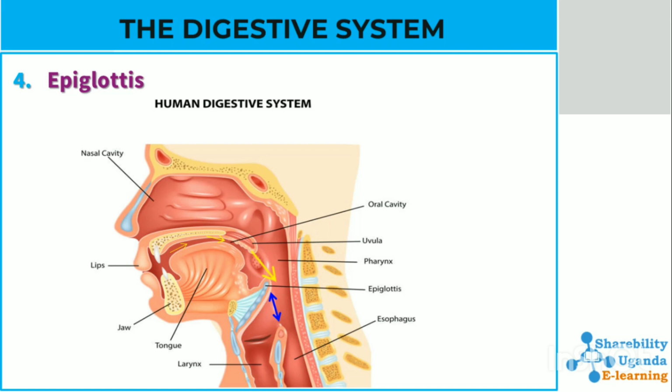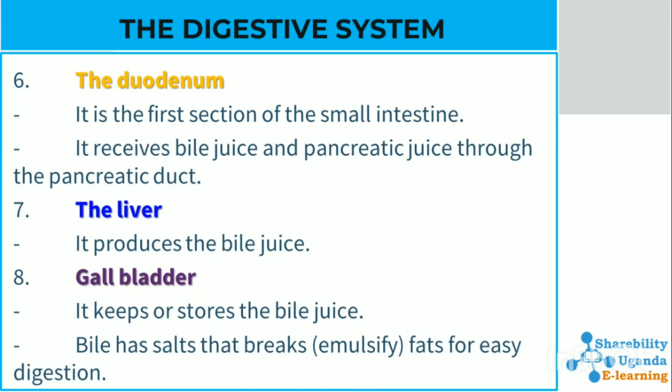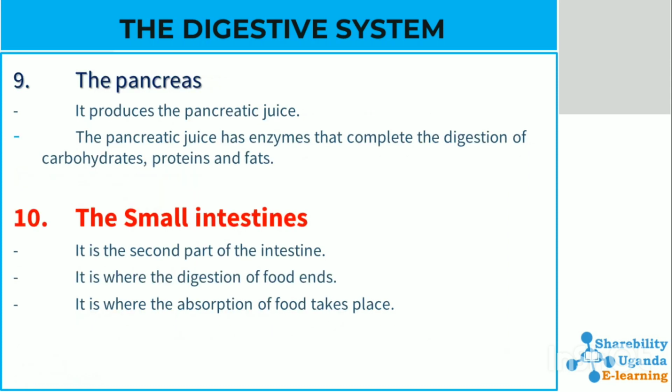We have the duodenum, which is the first section of the small intestines. It receives bile juice and pancreatic juice through the pancreatic duct. We have the liver, which produces the bile juice. We have the gallbladder. It stores the bile juice. The bile has salts that break fats for easy digestion. We have the pancreas, which produces the pancreatic juice. The pancreatic juice has enzymes that complete the digestion of carbohydrates, proteins and fats.